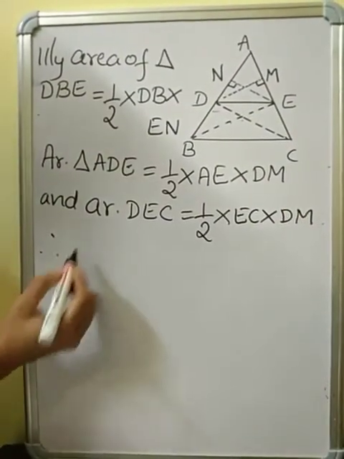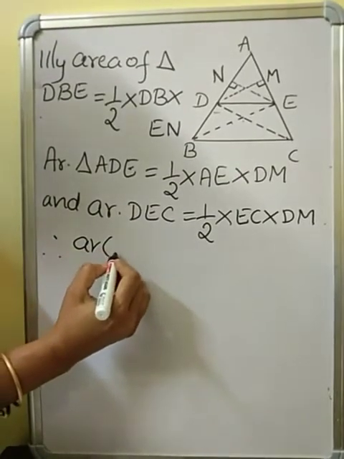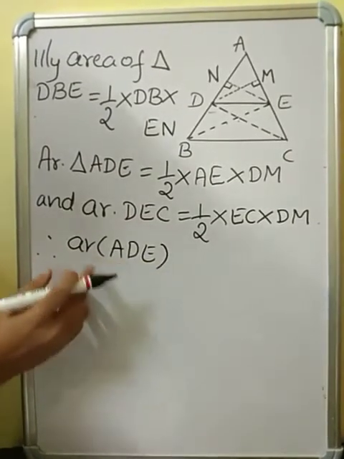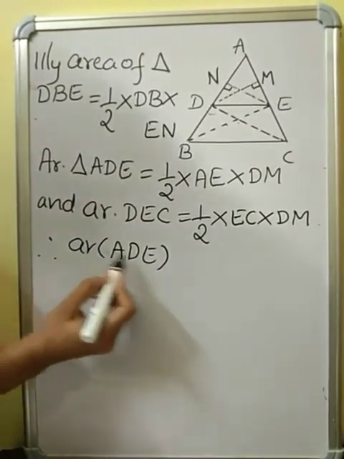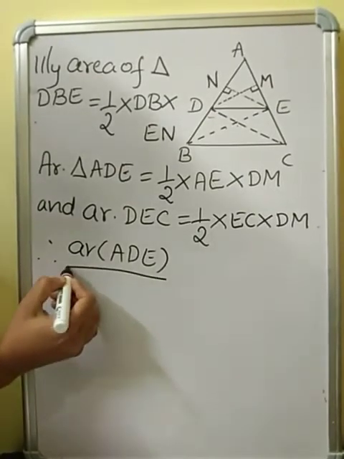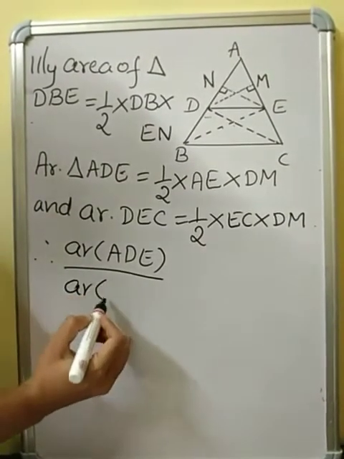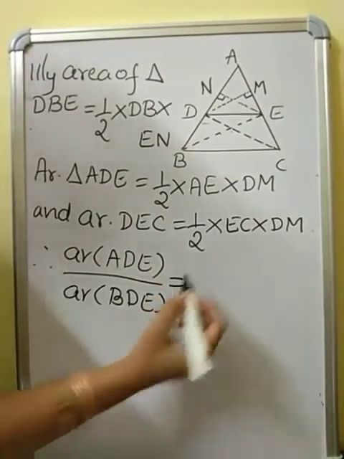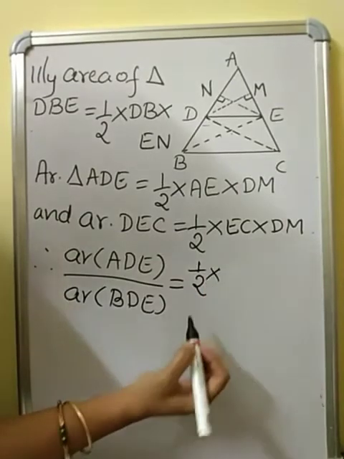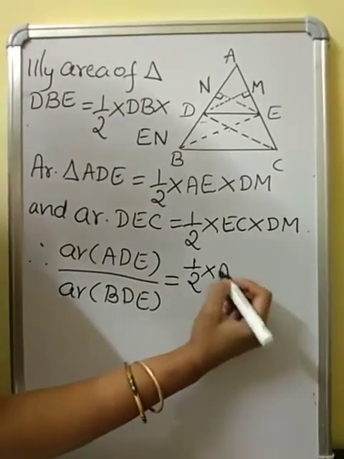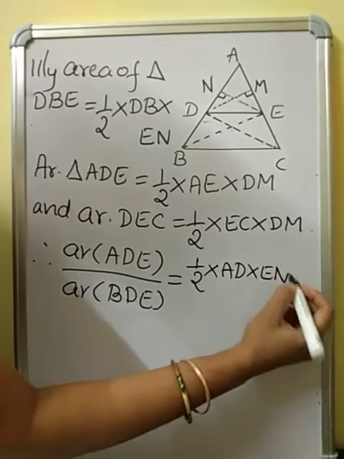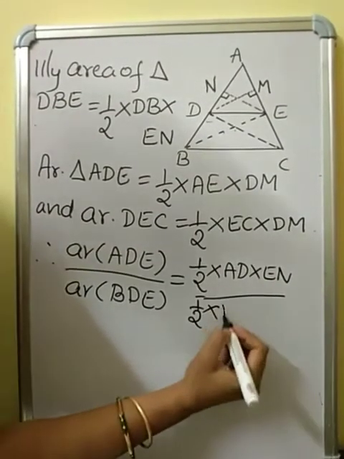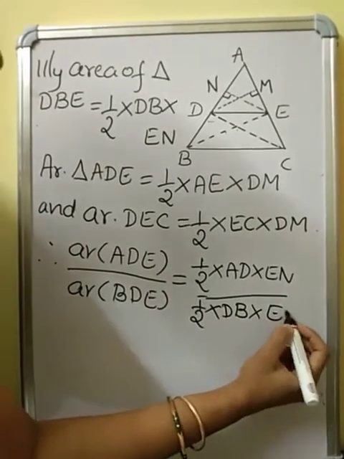Therefore, area of the triangle ADE. So, when you write in a bracket, we need not write triangle. Area of triangle ADE upon area of triangle BDE is equal to, now whatever we have taken that time, that is half into base into height, that is half into AD into EN divided by half into DB into EN.